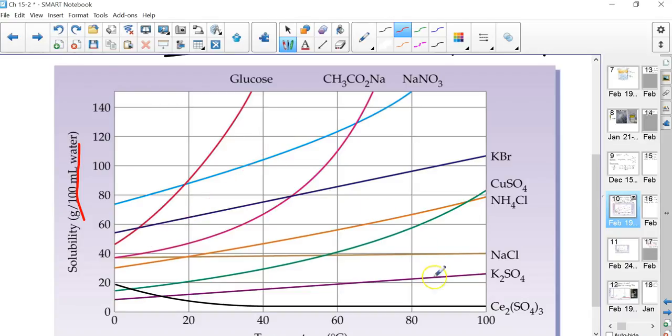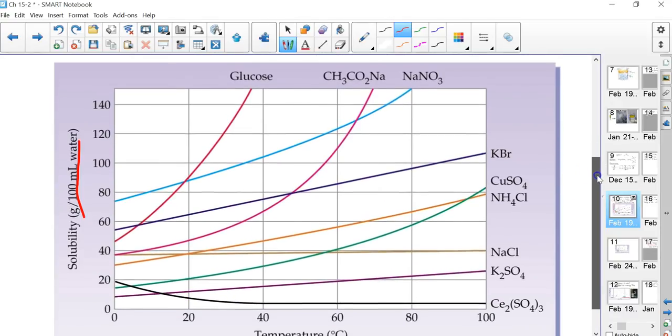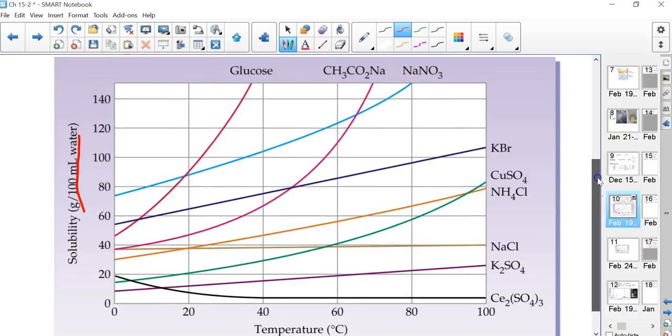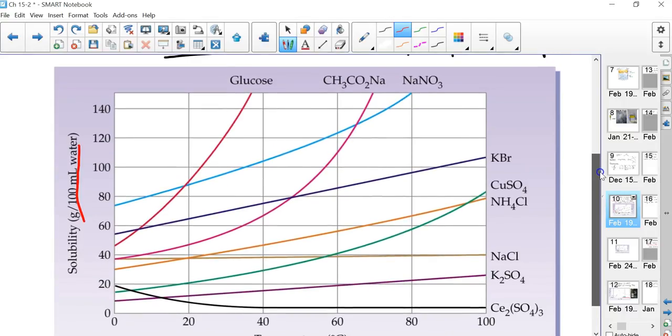There's a couple of weird things going on here. For example, salt seems to have, no, that's wrong. It's this one here. I don't know what's going on with cerium sulfate. I'd have to do a little more research to figure it out, but there's something strange. Most things, though, most solids will increase, or solubility will increase with temperature.